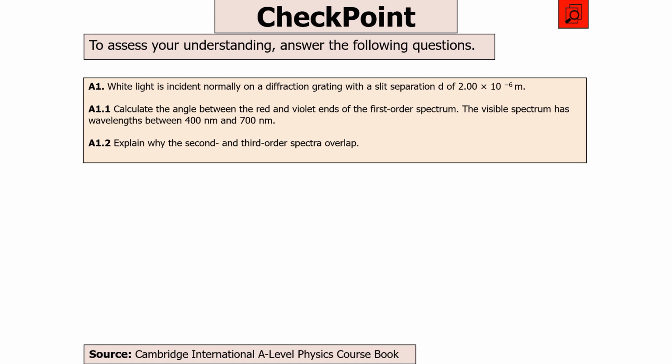The next question says, white light is incident normally on a diffraction grating with a slit separation of 2 times 10 to the minus 6 meters. Calculate the angle between the red and violet ends of the first order spectrum.